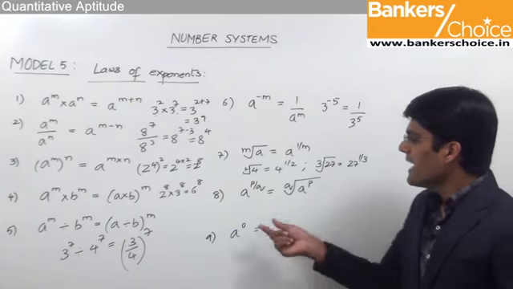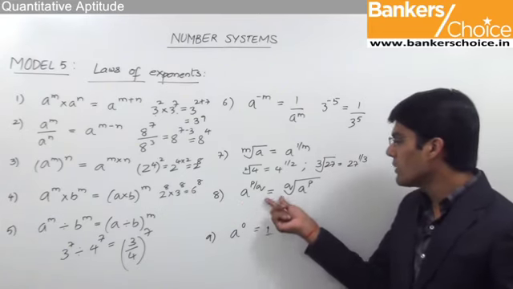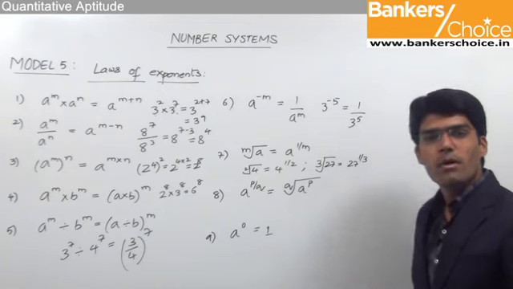Moving on to the next one, a^(p/q) will be equal to the qth root of a^p.